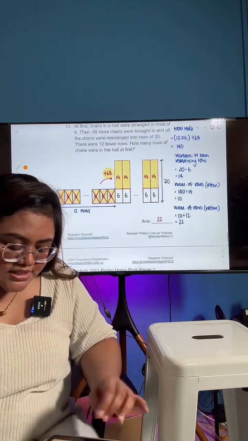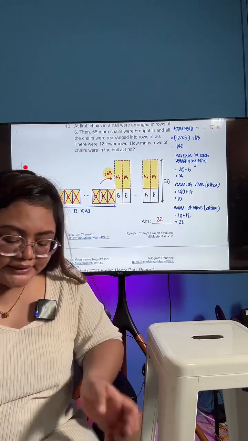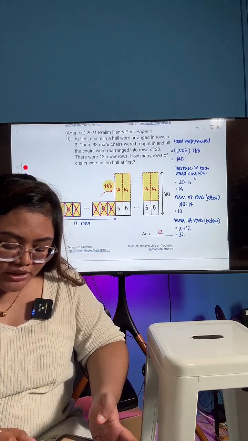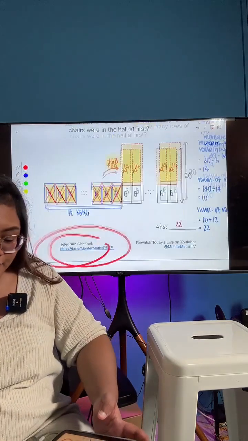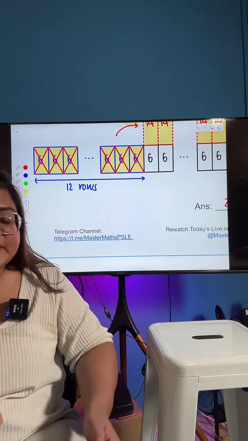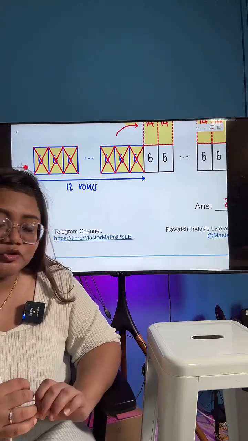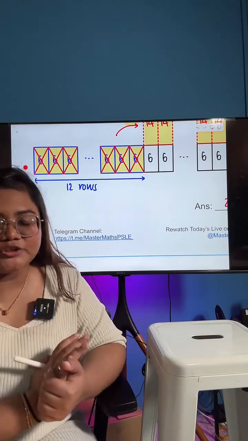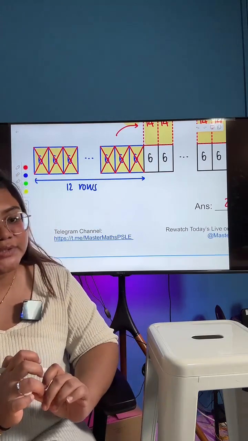There are 2 answers then for question 12. So take the time to go on to our Telegram channel at MasterMaths PSLE to download the answer key and review this question, okay? Redistribution is very much in the P6 syllabus, so try not to evade it. Go and try your best to understand this question, okay?